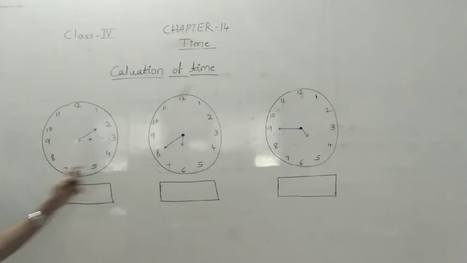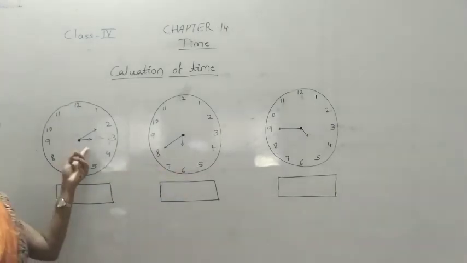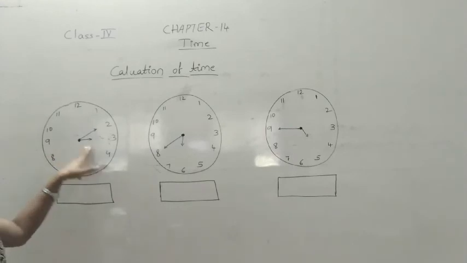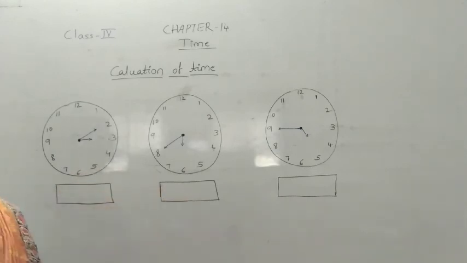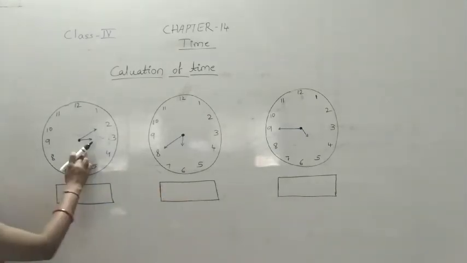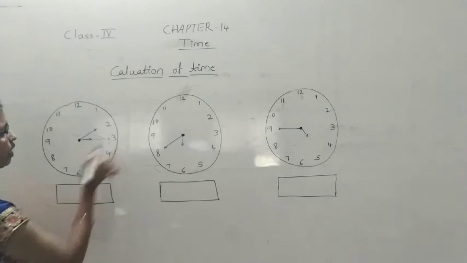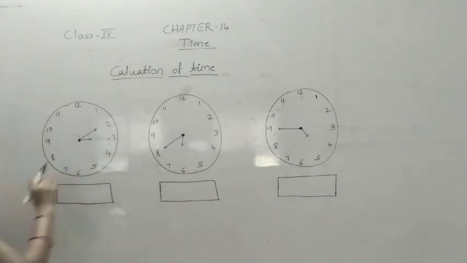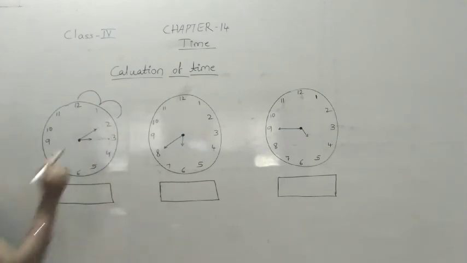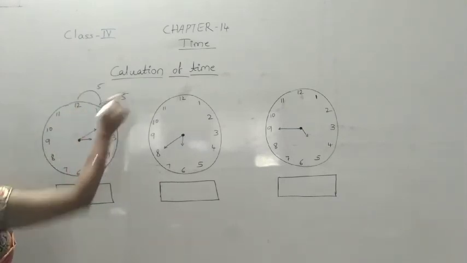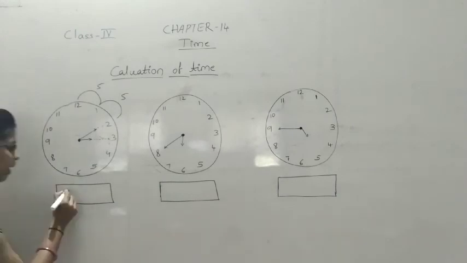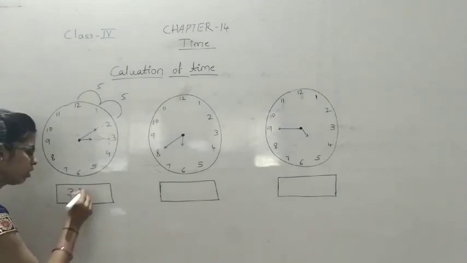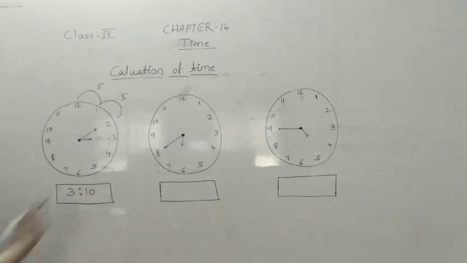Here they have given some clock diagrams. We should write what time it is. By seeing the big needle and small needle, you should write what time it is now. See dear student, the first one is exactly at 3 and 2. It means here to here 5 minutes and here to here 5 minutes. 5 minutes and 5 minutes means 10 minutes. That is 3 o'clock and 10 minutes.